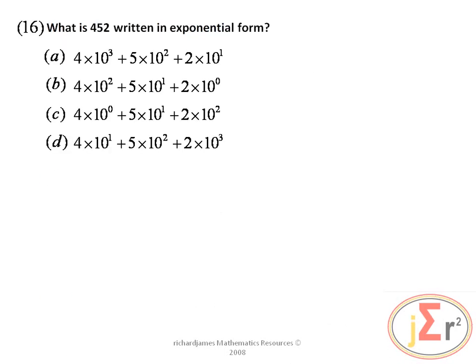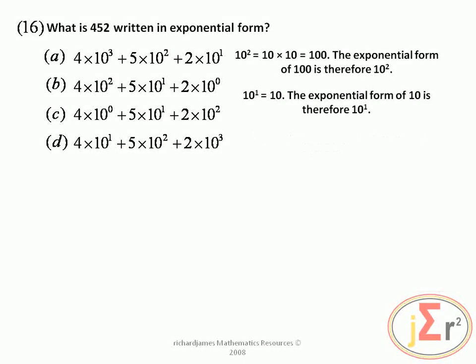What is 452 written in exponential form? 10 squared, or 10 to the power of 2, is equal to 10 multiplied by 10, and of course, 10 multiplied by 10 is equal to 100. The exponential form of 100 is therefore 10 squared, or 10 to the power of 2. 10 to the power of 1 is equal to 10. The exponential form of 10 is therefore 10 to the power of 1.